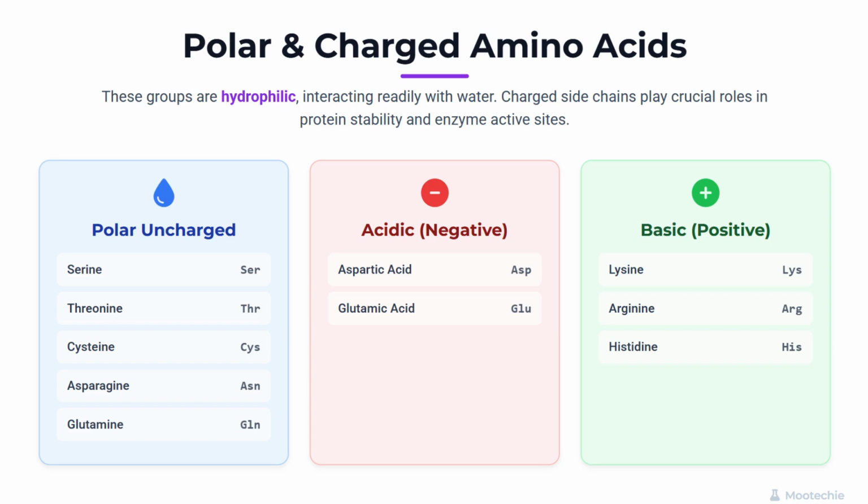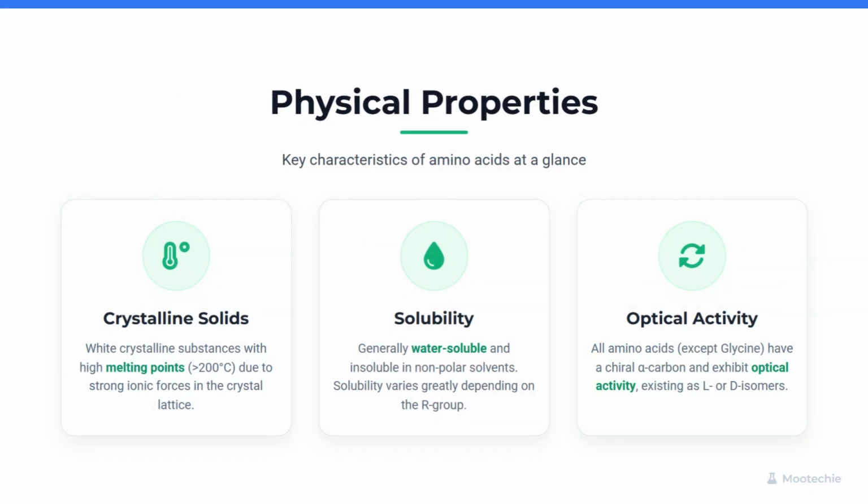Now let's summarize some key physical properties. Amino acids are typically white crystalline solids with high melting points, often over 200 degrees Celsius, due to strong ionic forces in their crystal lattice. They're generally water-soluble and insoluble in nonpolar solvents, though solubility can vary a lot depending on the R group. And all amino acids except for glycine have a chiral alpha carbon and exhibit optical activity, meaning they can exist as L or D isomers.